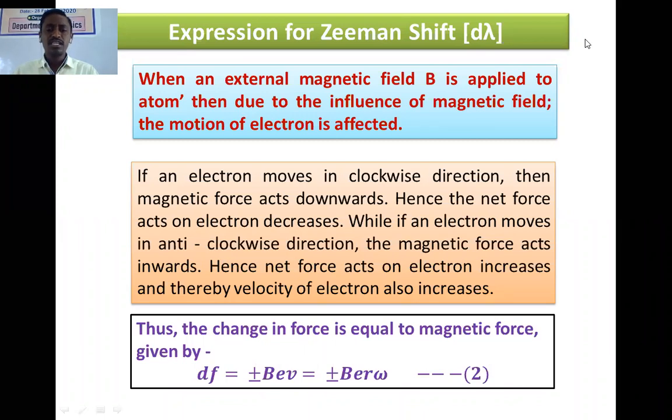Therefore, the change in total force on the electron will be, in the first case the net force decreases, meaning the resultant force acting on the electron will be the centripetal force minus BeV, that is the magnetic force. In the second case, the total force is the centripetal force plus BeV. So the change in force is the magnetic force, dF equals plus or minus BeV. Put V equals R omega. Therefore, the change in force acting on the electron will be plus or minus BeR omega. That is our equation number 2.